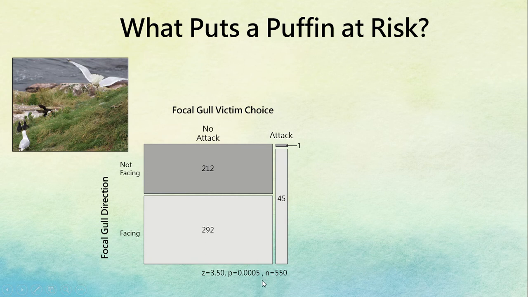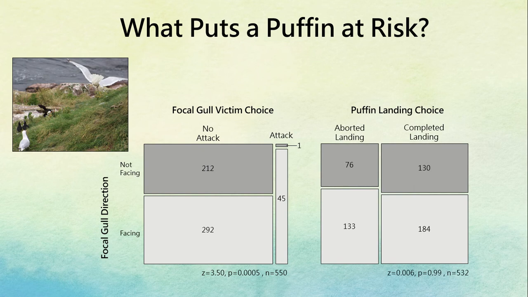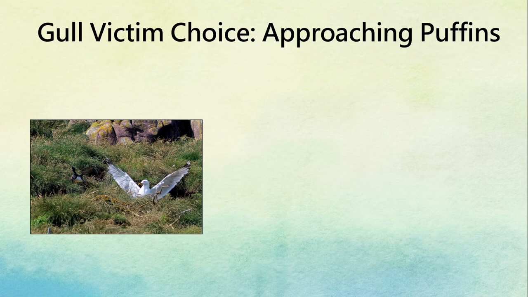0.0005. And then again, were the puffins sensitive? Did they change their landing choice in accordance with focal gull direction? And no, they did not. If you know anything about stats, 0.9 is very, very, very insignificant, almost as insignificant as you can get. There was no difference. Puffins did not abort their landings or complete their landings any differently in accordance to the focal gull direction. So that was interesting.